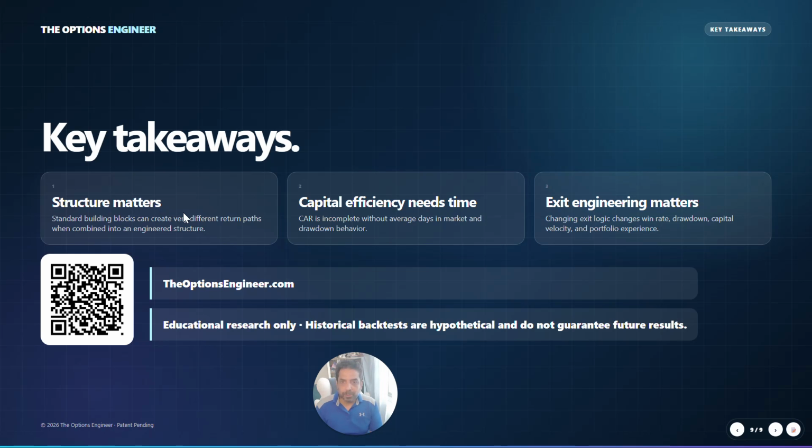These are hypothetical historical backtests, not live performance, not financial advice, and not a guarantee of future results.